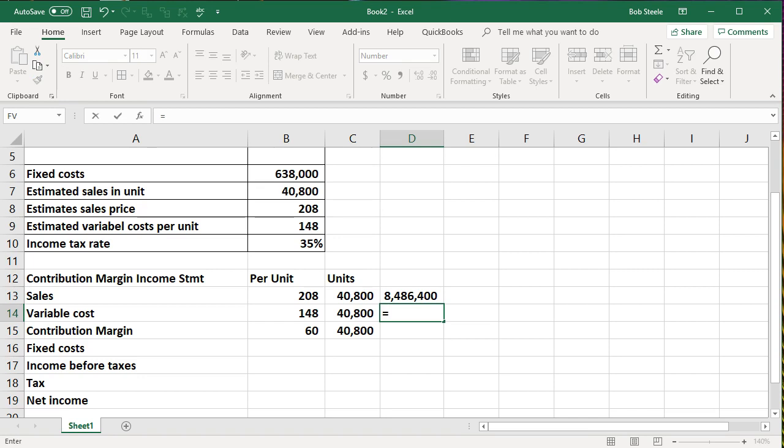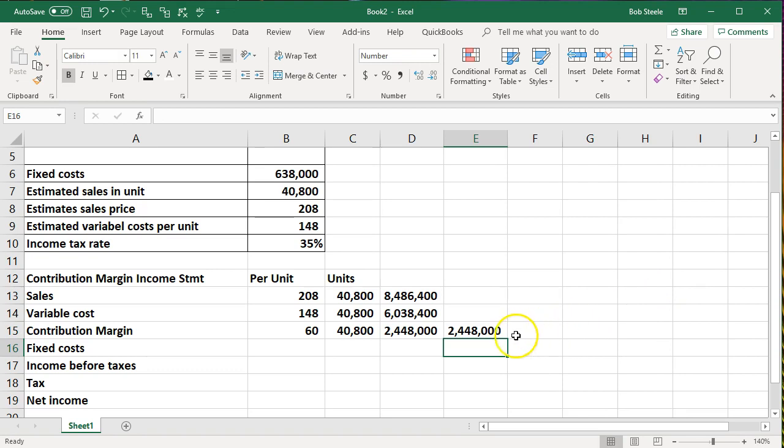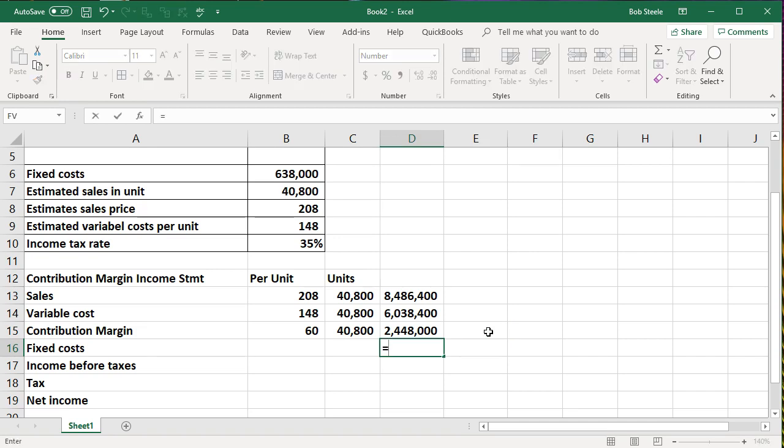We can then take the variable costs times the units, variable cost per unit times the number of units. That gives us our total variable costs, and we can calculate this two ways, the 60 times the 40,008, or we can take the 8,486,400 minus the 2,038,400, and we'll get the same number. So there's going to be our items there, and then the fixed costs are just going to be fixed. They are what they are.